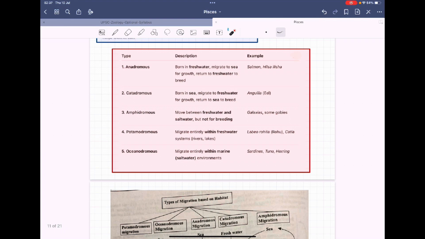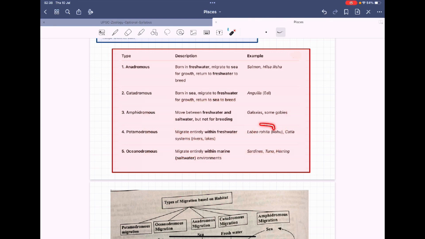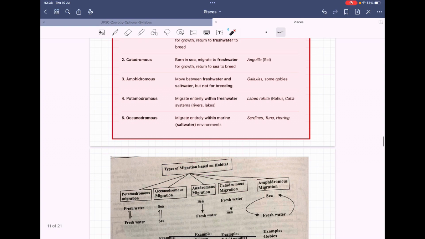Then amphidromous means that they will move between the freshwater and saltwater but not for breeding, for other purposes. For example, Galaxias. Potadromous are those fishes which are entirely within the freshwater systems. So they migrate within this one whole freshwater system. For example, there is Katla, there is Labeo rohita. Then oceanodromous, that is they will migrate within the marine system only. For example, sardines, tuna and herrings.